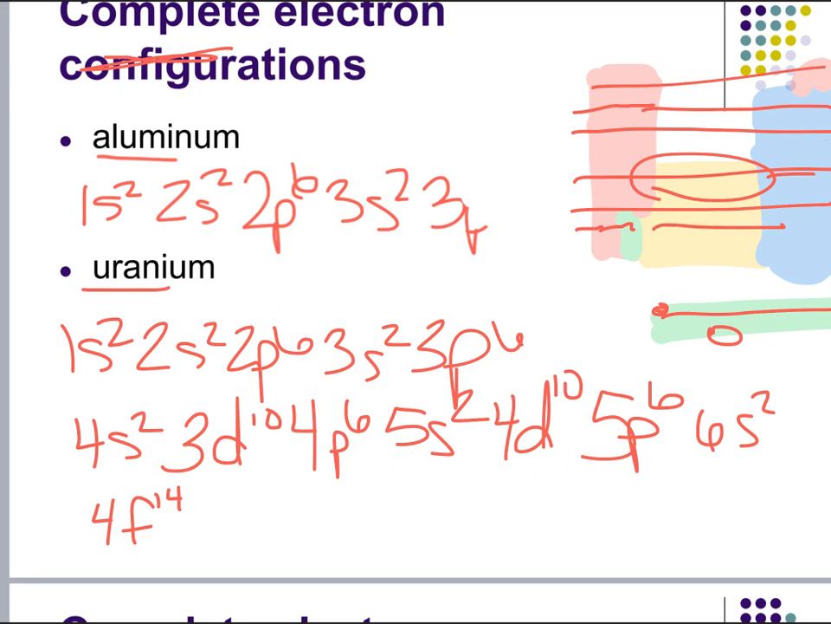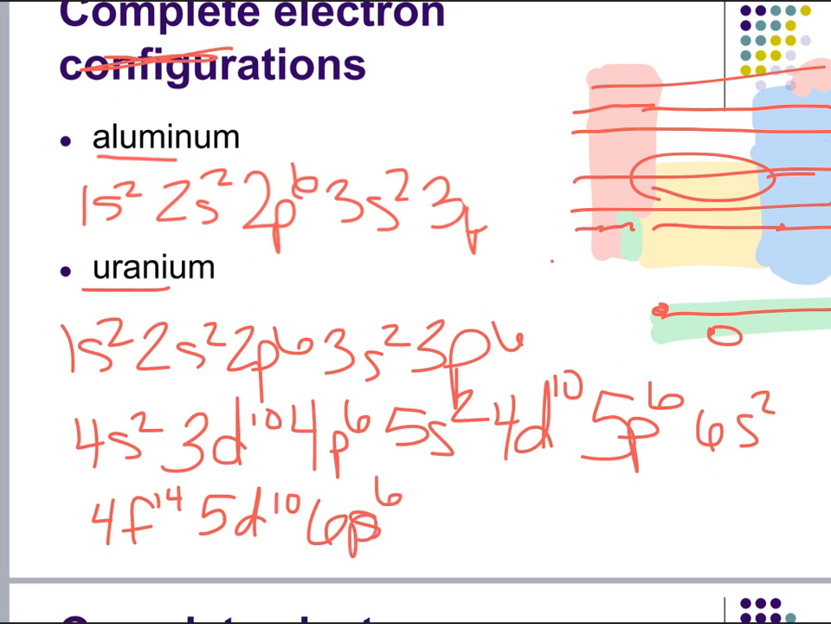Now we're in the 6th energy level, and D is 1 off, so that would be 5d10. And then into the P block, back up to 6. The S and the P match the energy level, match the row, so it's 6p6.